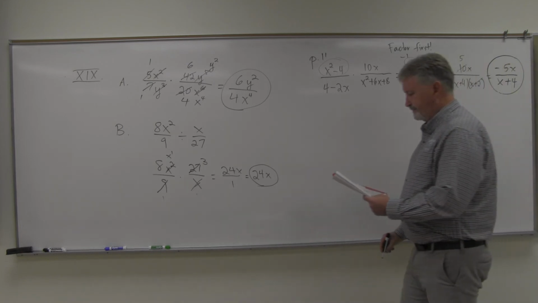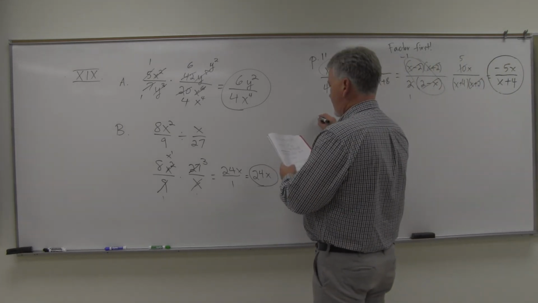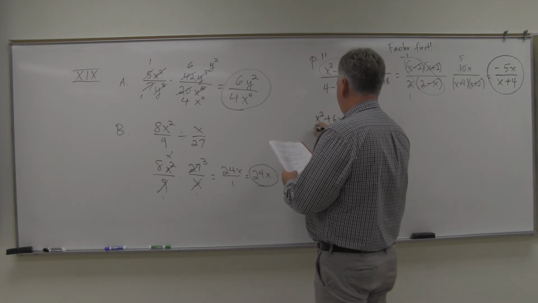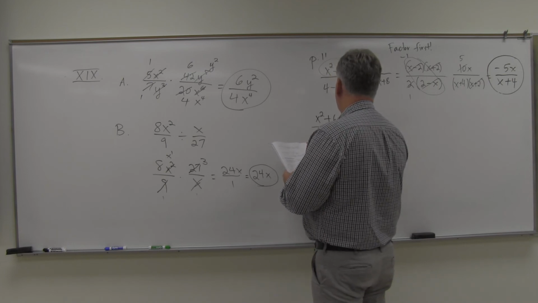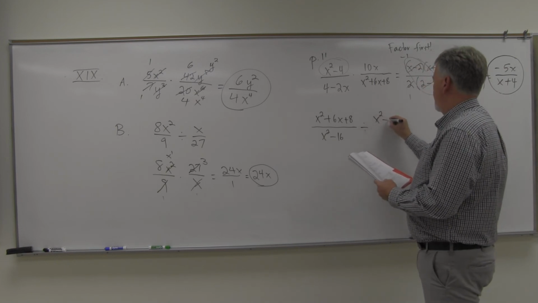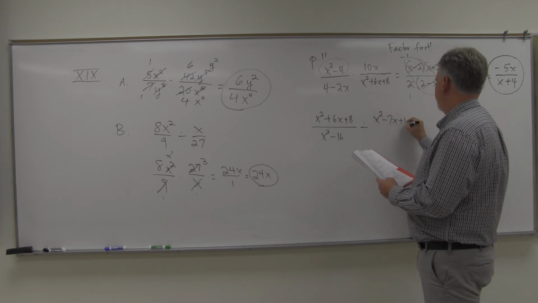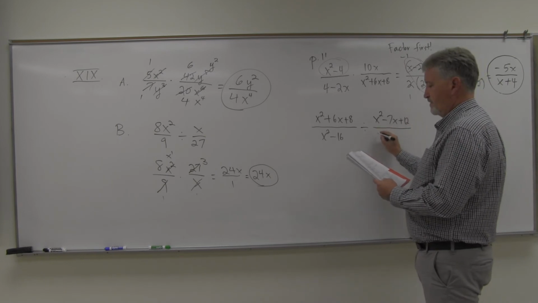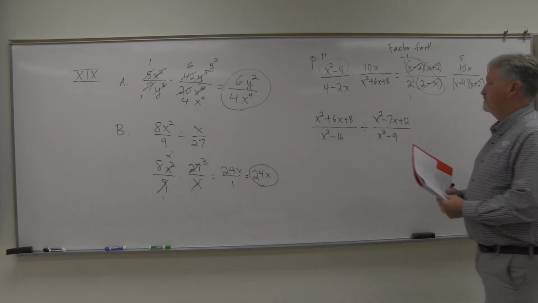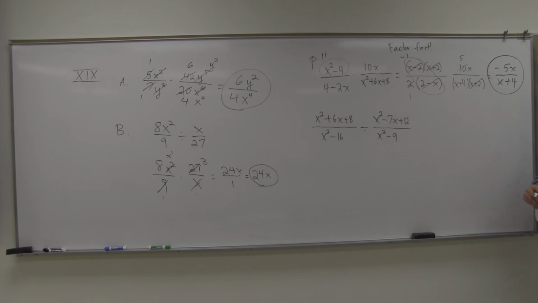Now the second example, we have x squared plus 6x plus 8 divided by x squared minus 16 divided by x squared minus 7x plus 12 divided by x squared minus 9. All right. So this one, let's go ahead and do this first.